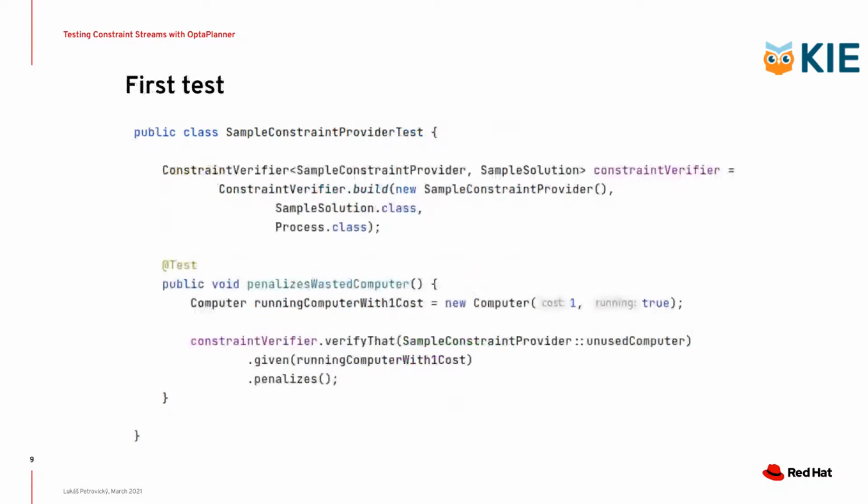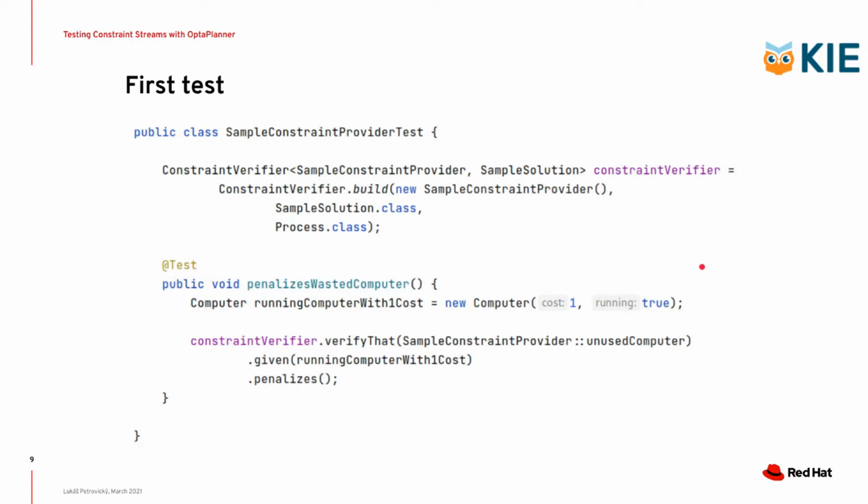So now that we understand our constraint, let's take a look at the first simple test for this constraint. So you can see we have this class called sample constraint provider test. It's a plain test, nothing fancy. This test annotation is a test annotation from JUnit, but it doesn't really matter. It could be TestNG, it could be anything else.